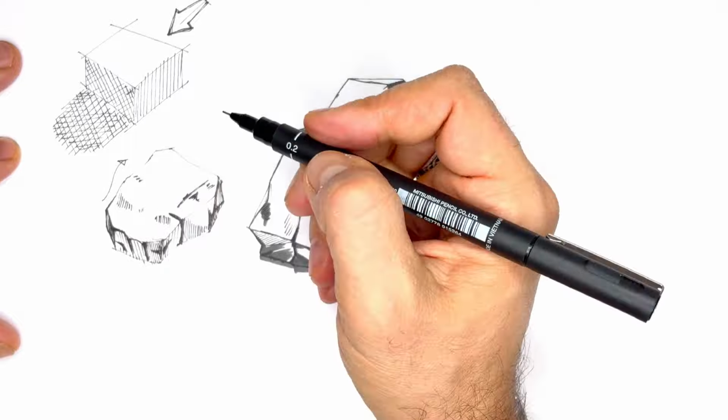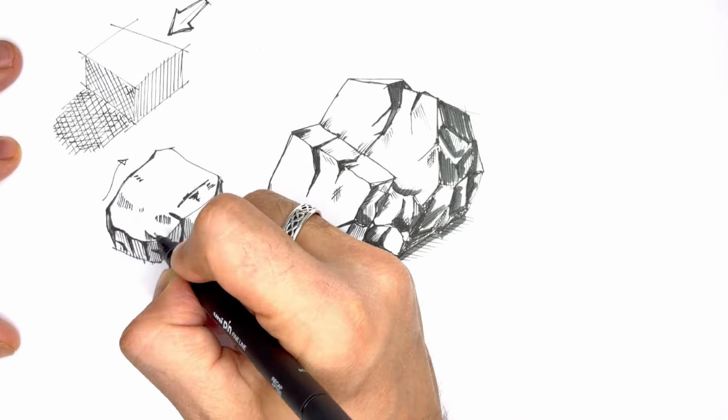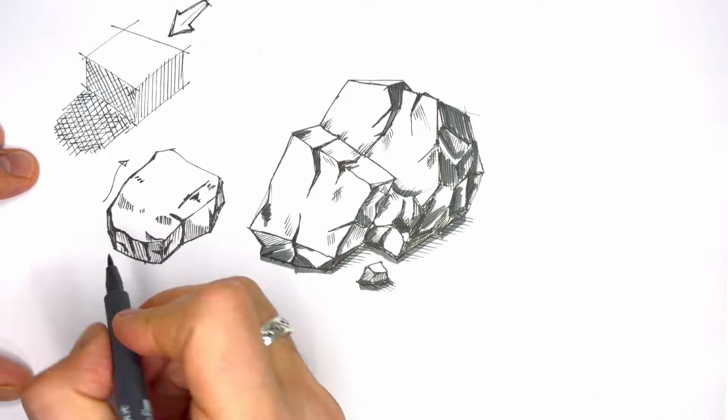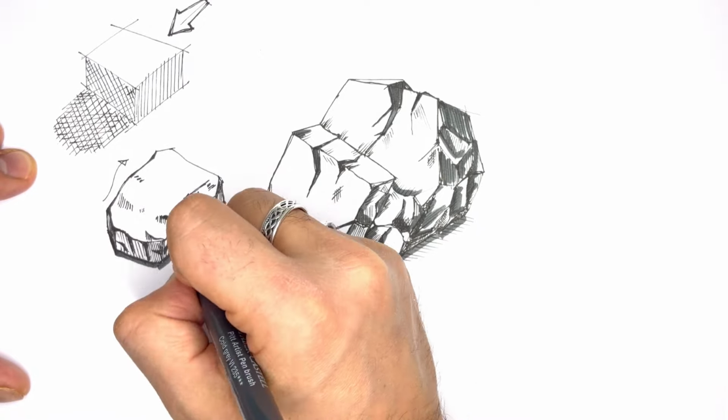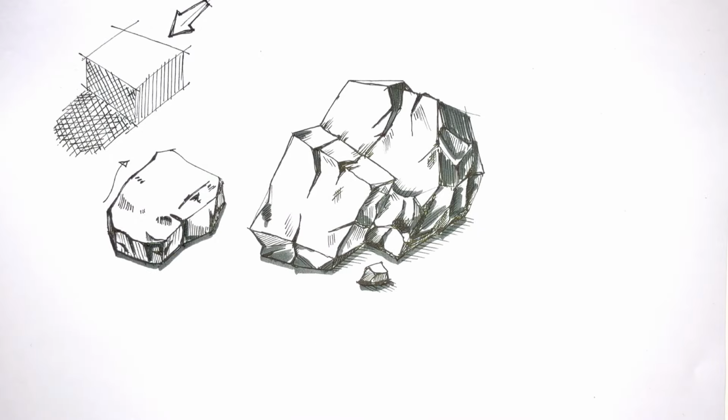Notice something important here. I'm not drawing every crack. I'm suggesting planes. Flat areas catch light. Broken planes catch shadow. That's enough.